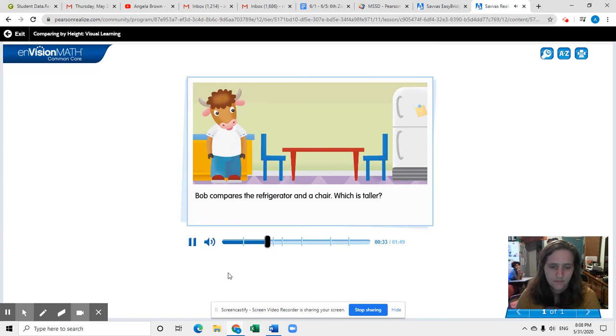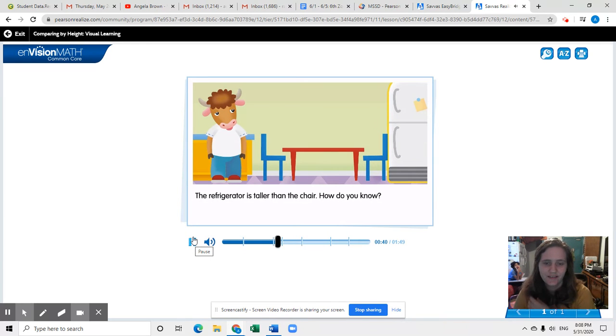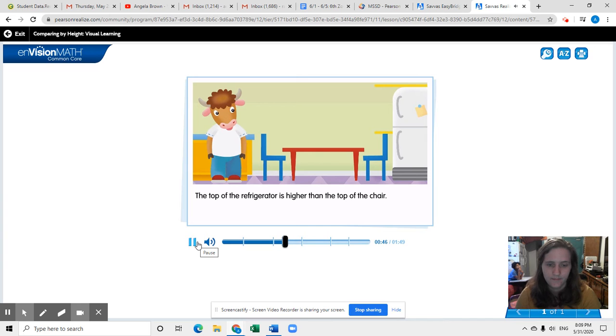Bob compares the refrigerator and a chair. Which is taller? So if you look at this refrigerator and this chair, which one's taller? The refrigerator. Very good. The refrigerator is taller than the chair. How do you know it's taller? Because it keeps going up past the chair. Very good. They're already even on the bottom. The top of the refrigerator is higher than the top of the chair.